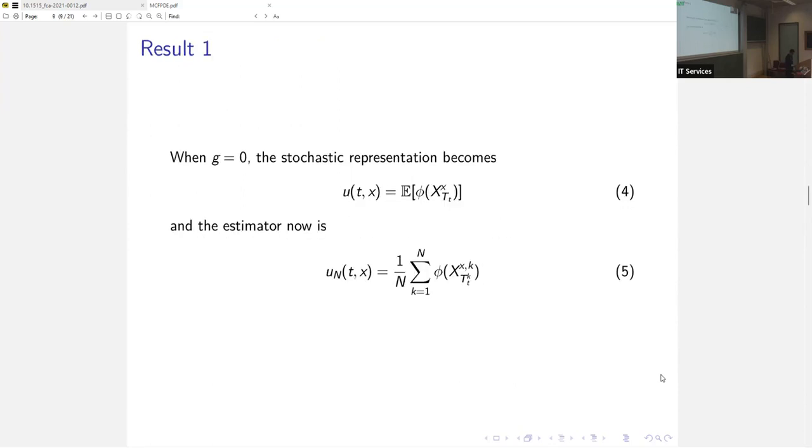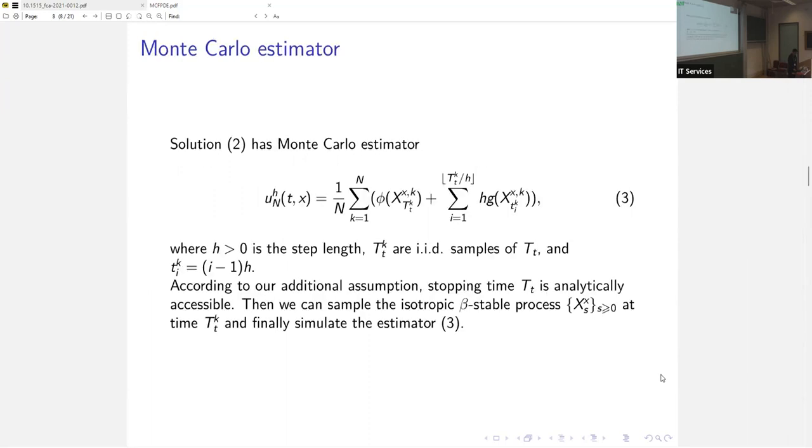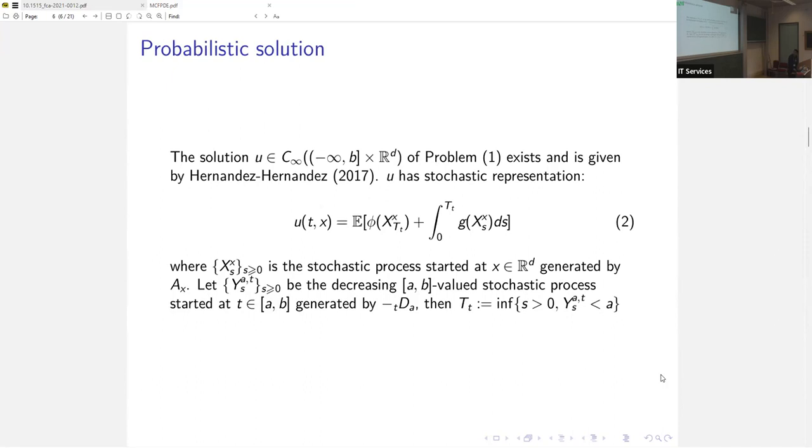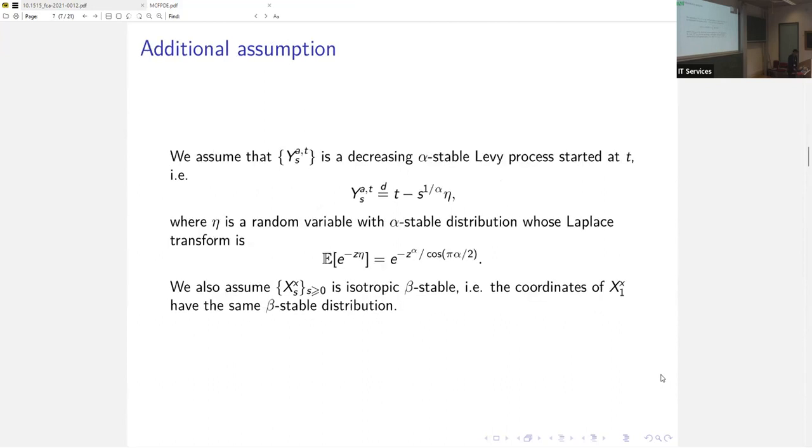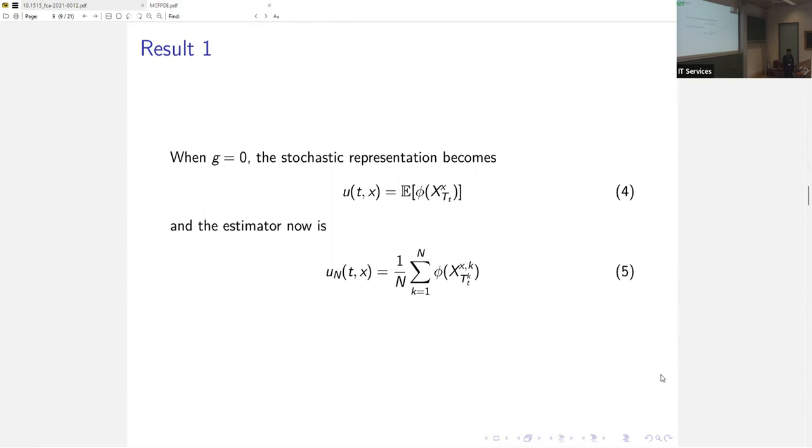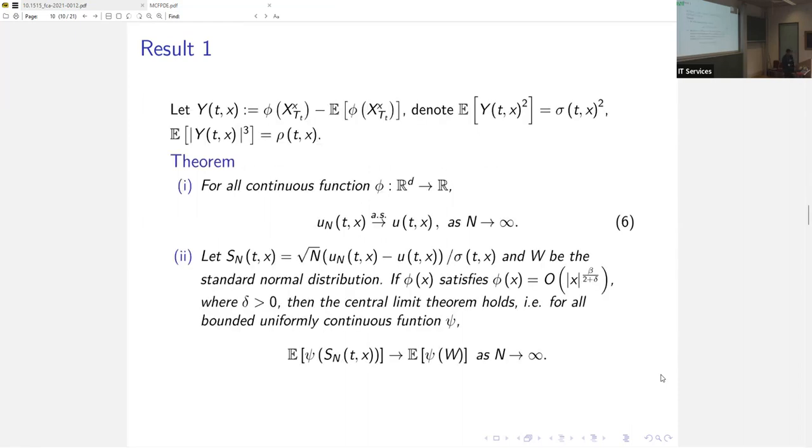Okay, now let's see our result. First, if the forcing term G is 0, then the solution U is only the expectation of phi of X. And the estimator now is the average of this. Clearly this estimator is unbiased. Here is our result. Theorem 1: for a continuous function phi, U_n converges to U almost surely.